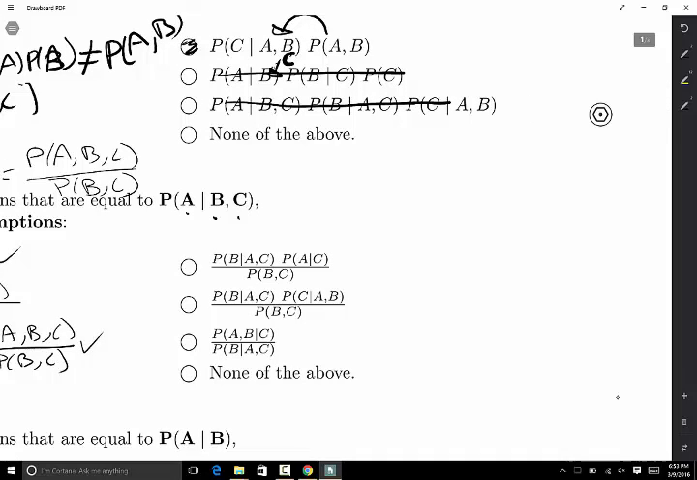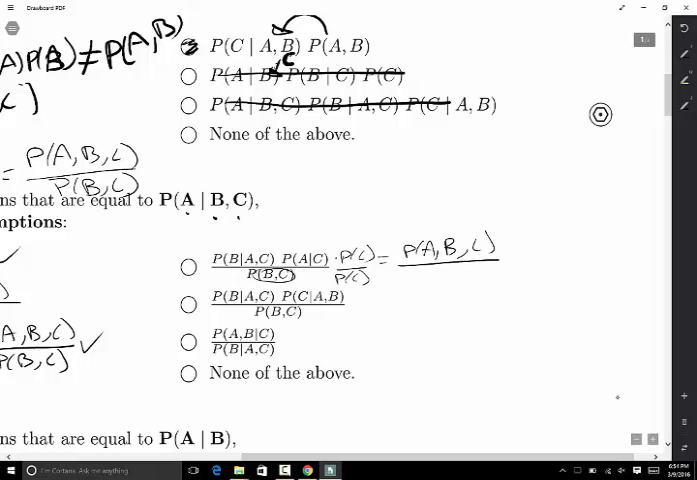Now, for this option, this looks like the chain rule on top, so we can try multiplying by P of C on the top and bottom again, which gives us what we want on top, A, B, and C. But the problem is that the denominator now has an extra probability of C. So this is equal to A given B and C, but divided by P of C. So not great.